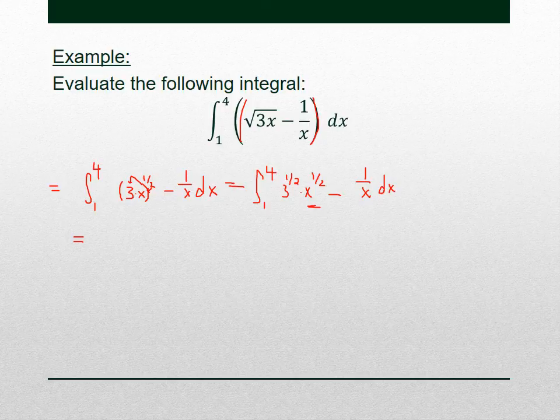All right, so however we need to rewrite that so that we can see how to use this rule of the x to the n to take that antiderivative. That's going to be our first step. And now let's take that antiderivative.